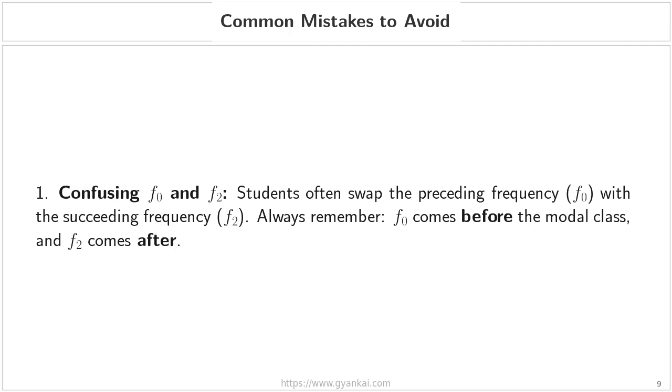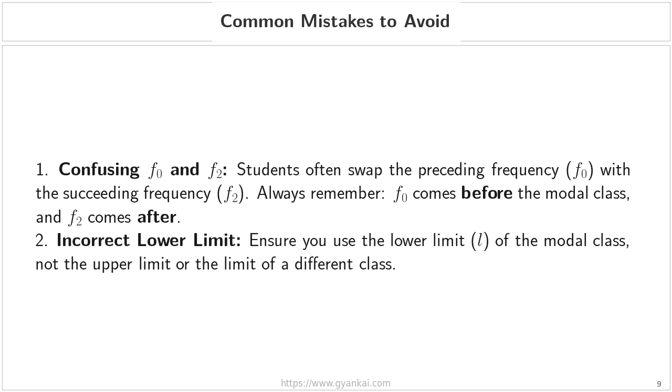First, a very common error is confusing F0 and F2. When you are looking at your frequency table, students often accidentally swap the preceding frequency, which is F0, with the succeeding frequency, which is F2. To avoid this, always double-check your work. Remember that F0 is the frequency that comes immediately before the modal class, and F2 is the frequency that follows it.